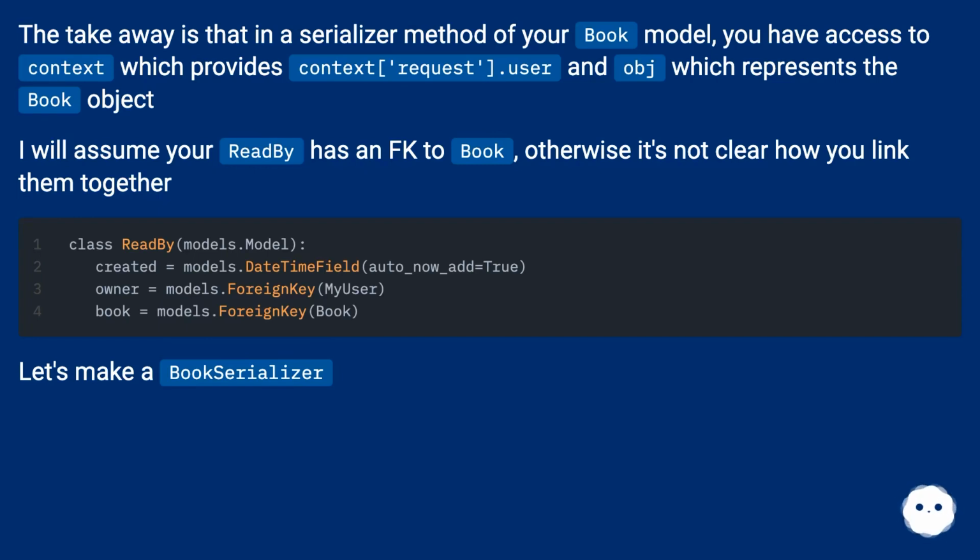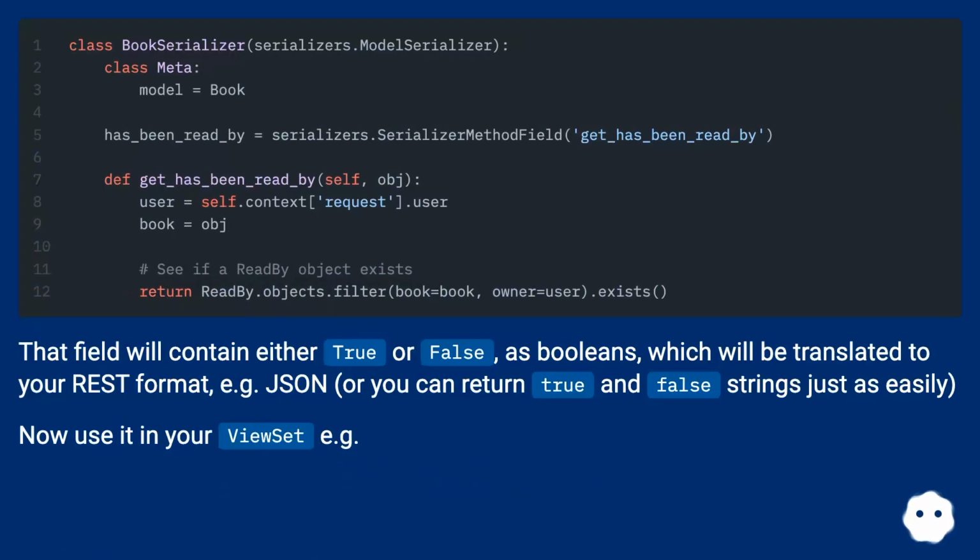Let's make a book serializer. That field will contain either true or false, as booleans, which will be translated to your REST format, for example JSON, or you can return true and false strings just as easily. Now use it in your viewset, for example.